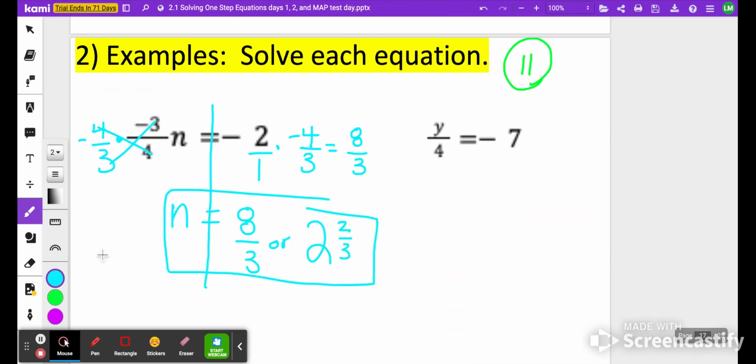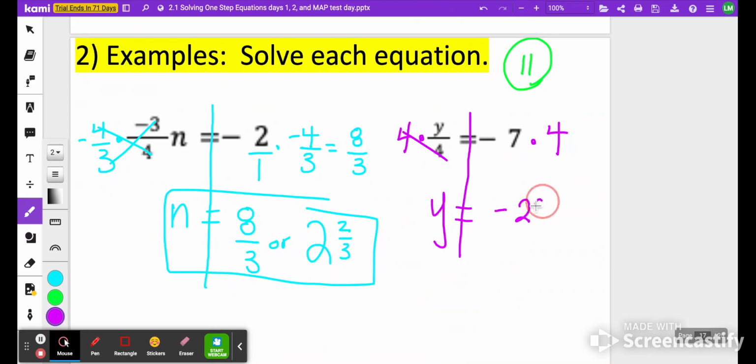The next example, I have y divided by 4 is equal to negative 7. Again, because I see division with the variable y, I'm going to use multiplication to solve for it. I'm going to multiply both sides by 4. 4 divided by 4 cancels out, so all that's left is y. Negative 7 times 4, though, is negative 28. Okay.